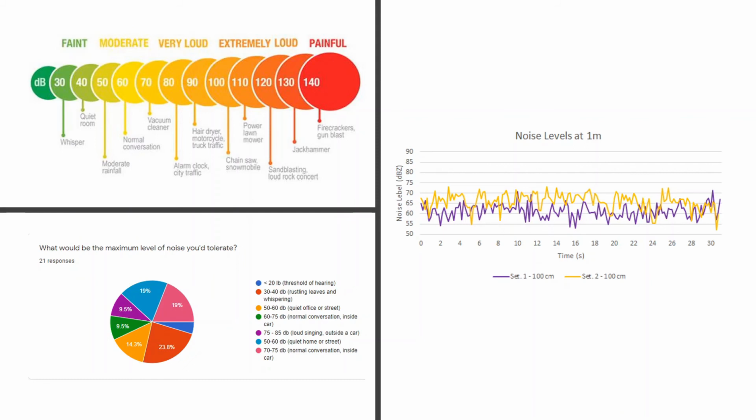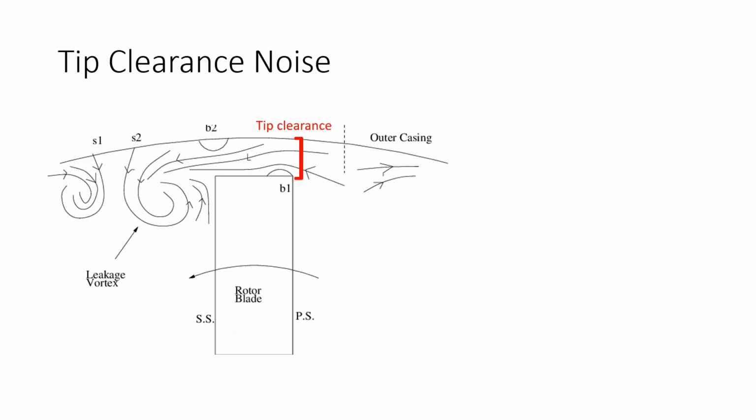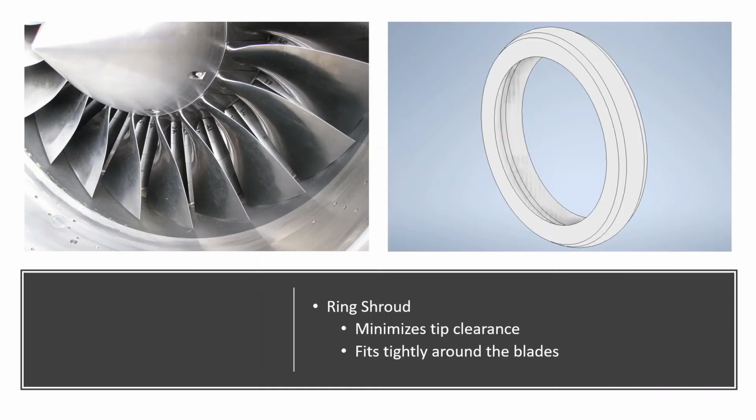So there are several types of noises that our fan makes, but a lot of them are due to the rotor, which is not our area of focus. Instead, we turn to noises that we can impact directly with design. First up is tip clearance noise. This occurs, as you might expect, at the tip of the blade, specifically where there's a casing around it. The clearance refers to the gap between the two. When the air flows around the tip, vortices and turbulence can form in the gap, causing noise. A proposed solution to this is attaching a ring shroud that more tightly fits the radius of the blades. This would greatly reduce the gap and provide less room for noise to occur.